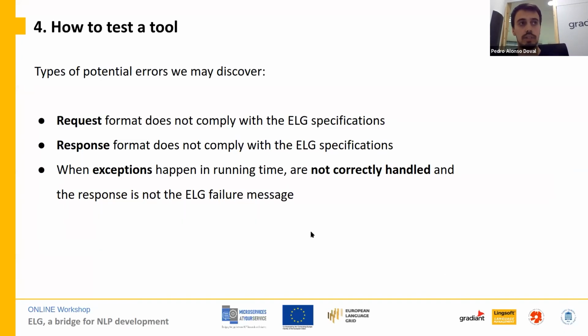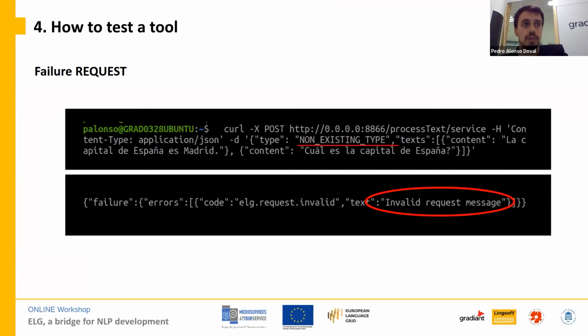But what happens when there are problems? There are some potential errors that we may discover with this testing. The first of all is the case when the request format does not comply with the ELG specifications. So in this case, if we make a request like here with a type that is not among the ELG API defined types, like non-existing type, for example, it will say that there is an invalid request.